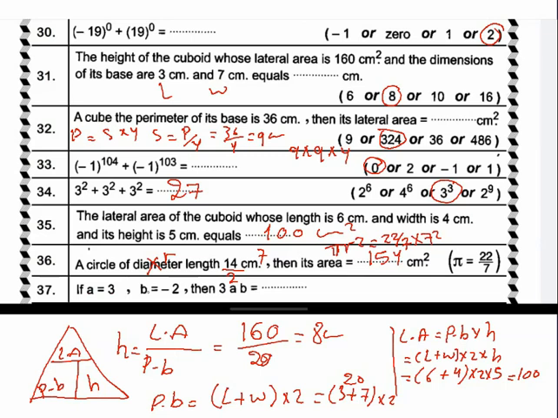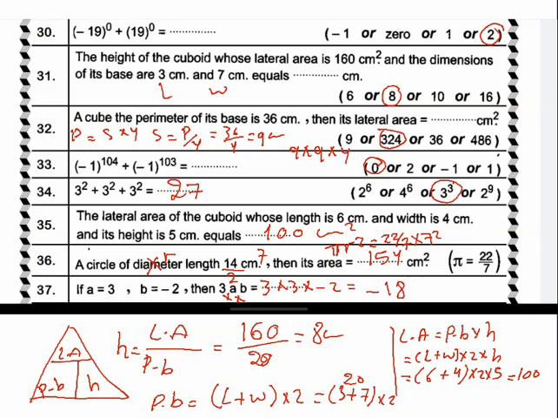Last question here. If a equals 3, b equals negative 2, then 3ab. 3ab means 3 times a times b. So it means 3 times 3 times negative 2. It means negative 30. I'm sorry, it means negative 18. Negative 18.